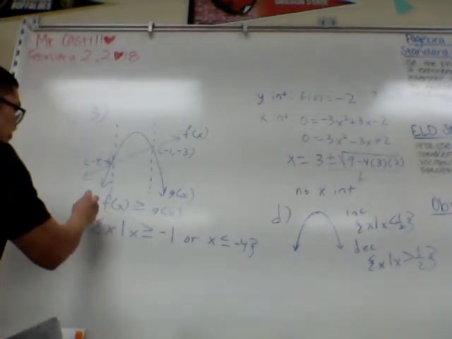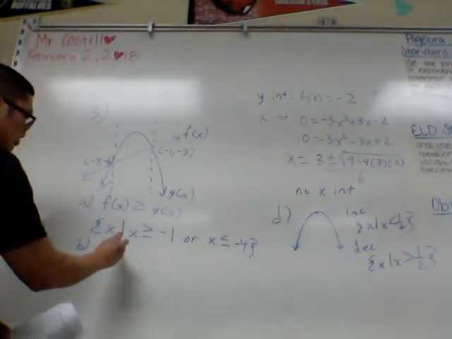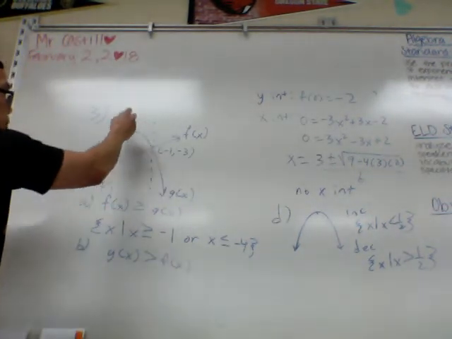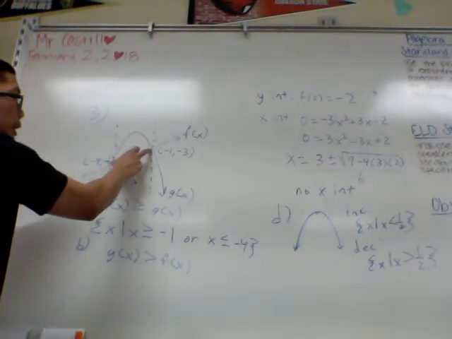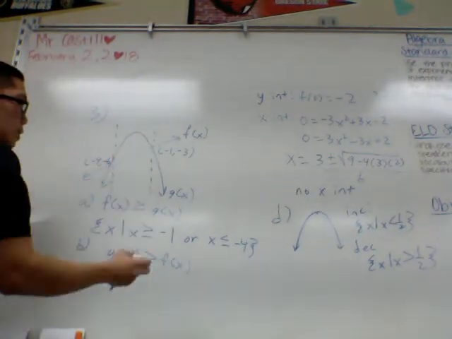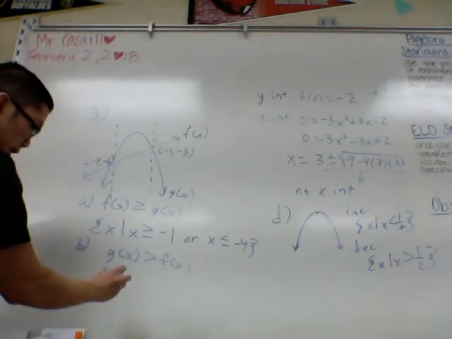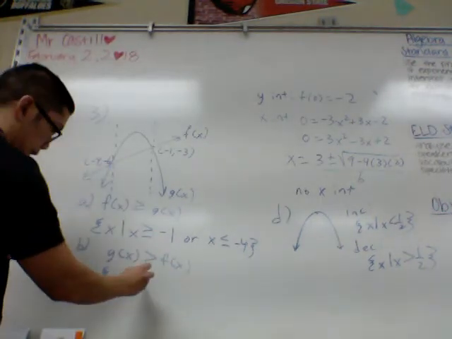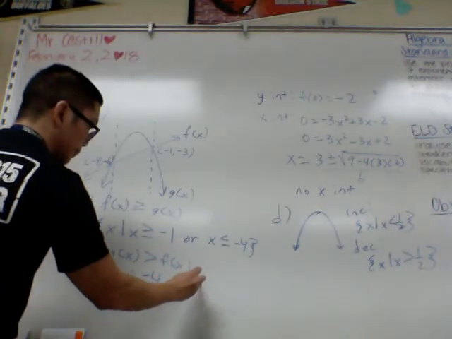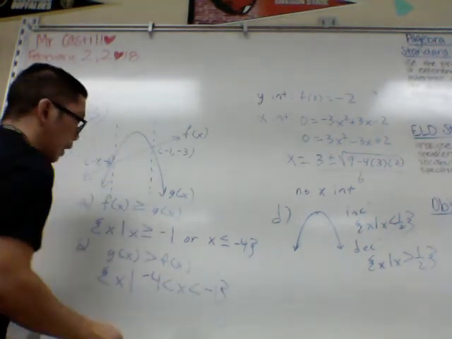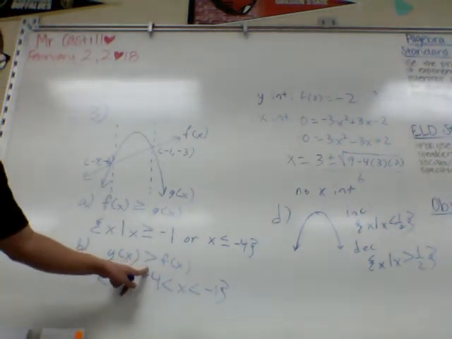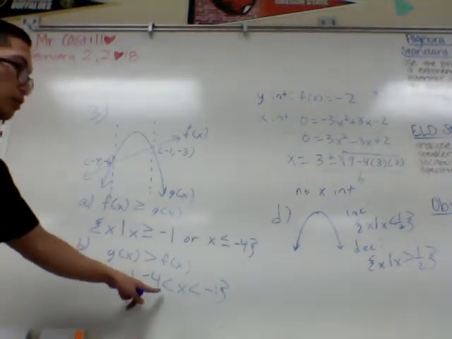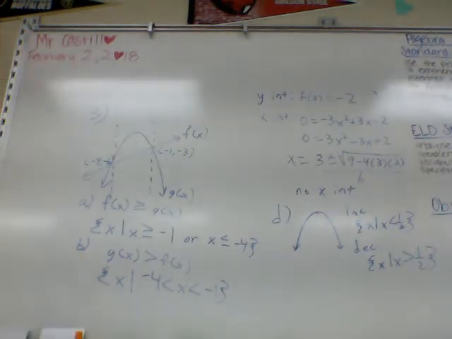Now letter B is asking for when is g of x greater than f of x. Now g of x is your parabola and it's greater than the line here. The parabola is above the line. So this is simply that x is between -4 and -1. And once again, the inequality symbol here is a greater than, so it does not mean greater than or equal to, so do not include the equal to's underneath the less than sign here.